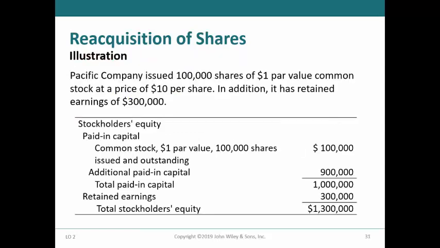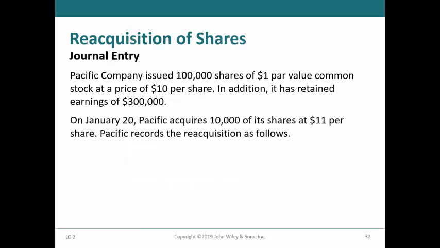To illustrate the reacquisition of shares, we will consider Pacific Company that issued 100,000 shares of its $1 par value common stock at a price of $10 per share. In addition, it has $300,000 of retained earnings for a total stockholders' equity of $1,300,000. On January 28th, Pacific acquired 10,000 of its outstanding shares in the market for $11 per share.